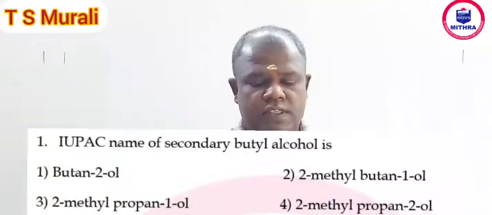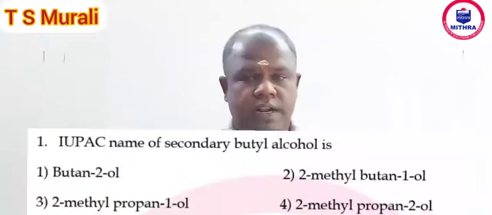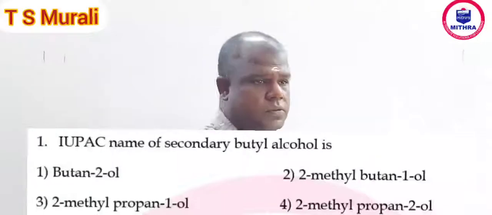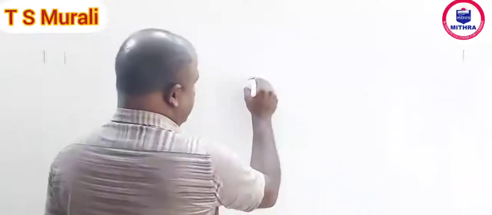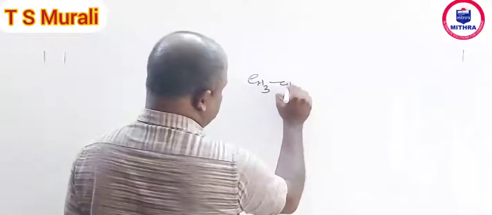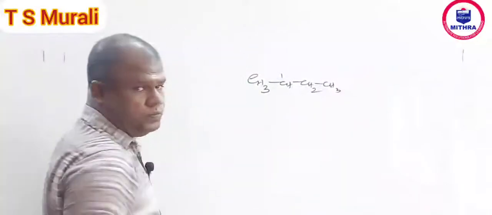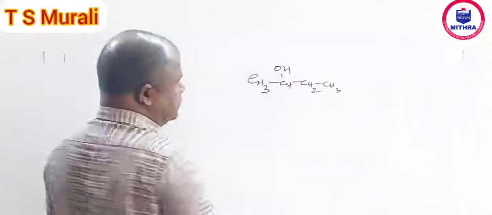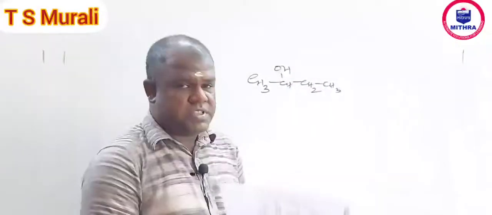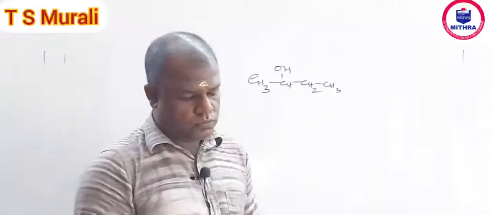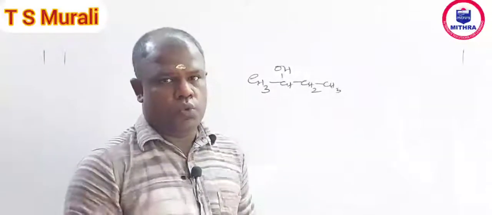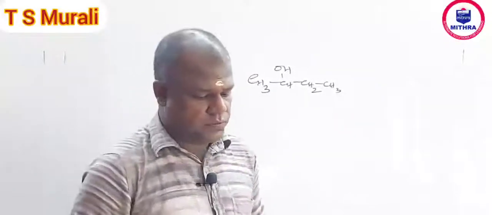The IUPAC name of secondary butyl alcohol. You have to know how to write the structure. What is the secondary butyl group? This is the secondary butyl group, and with OH, it is secondary butyl alcohol. The IUPAC name is 2-butanol, butan-2-ol, or like that.